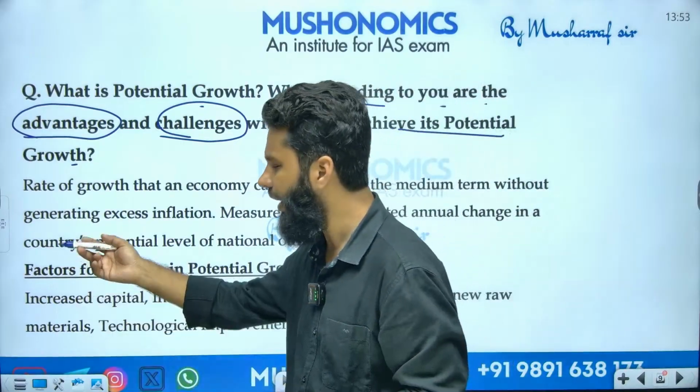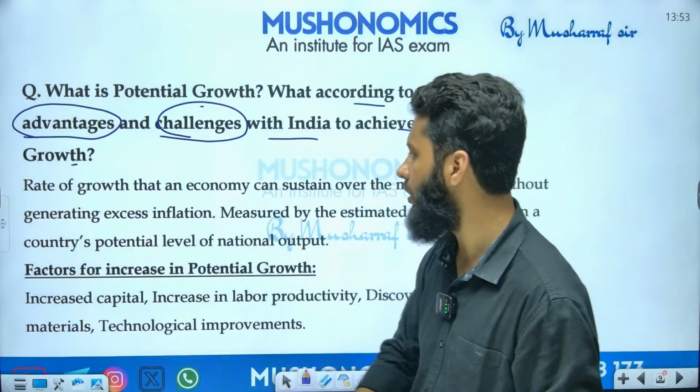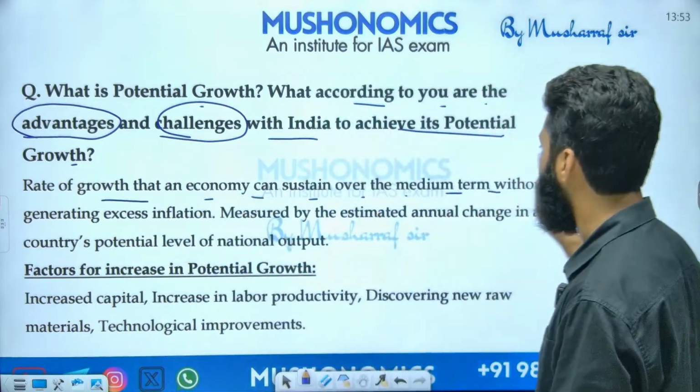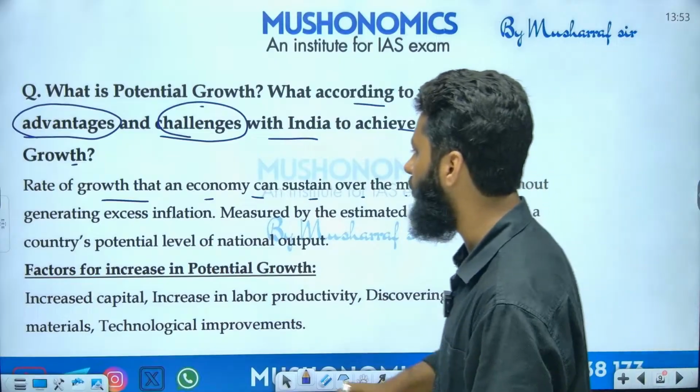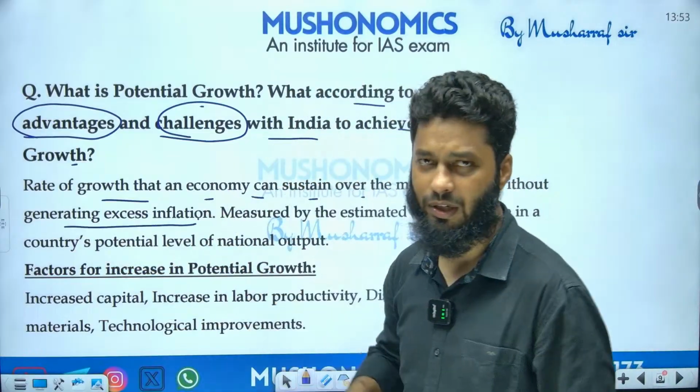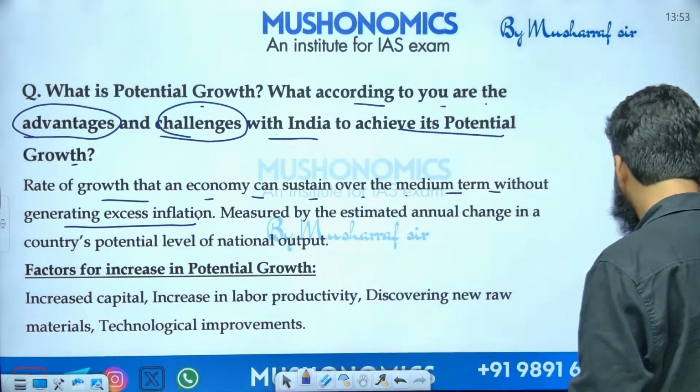So how can we write the answer? First, you can write about potential growth: the rate of growth that an economy can sustain over the medium term without generating excess inflation. I hope you can understand this particular concept.